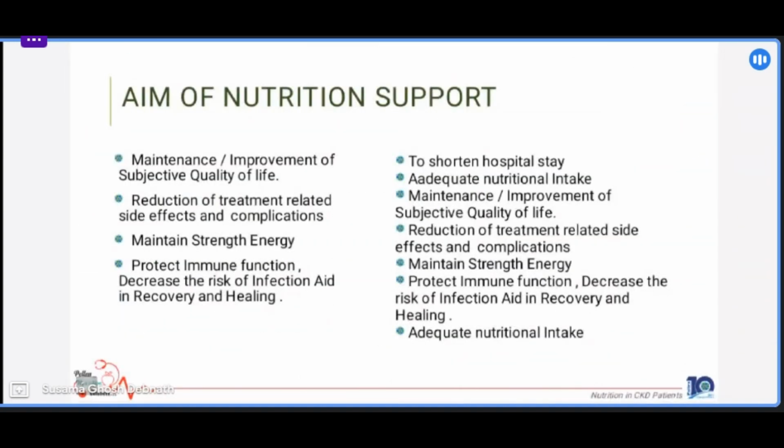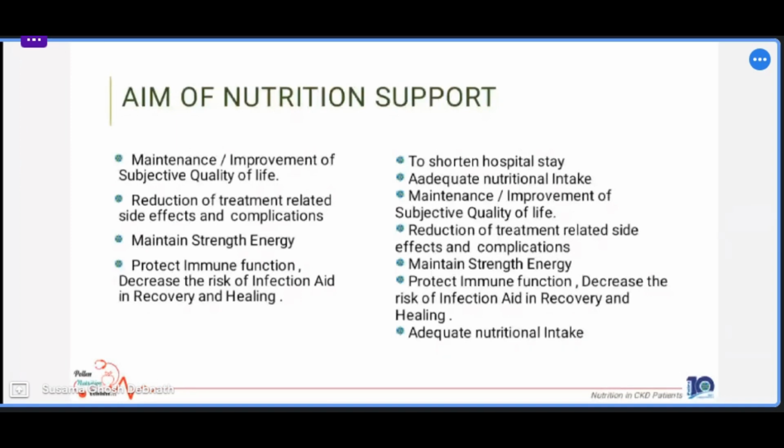So what should be the aim of nutrition support? Our aim should be maintenance or improvement of subjective quality of life of the patient, reduction of treatment-related side effects and complications, maintain strength, energy, protect immune function, decrease the risk of infection, aid recovery and healing, and to shorten the hospital stay definitely.